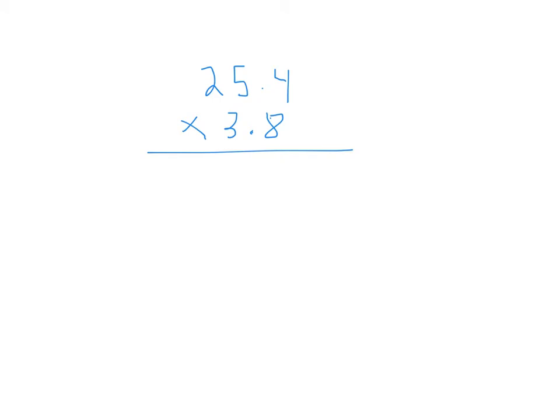All right, remember the key with these multiplication problems is we do all of our multiplying first, and at the end we move our decimal. This problem says 25.4 times 3.8. Doesn't matter if my decimals line up or not in a multiplication problem. It's important in division, but not multiplication. 8 times 4 is 32. We carry the 3. 8 times 5 is 40. So I now have 43, and I carry my 4. 8 times 2 is 16. 16 plus 4 is 20.